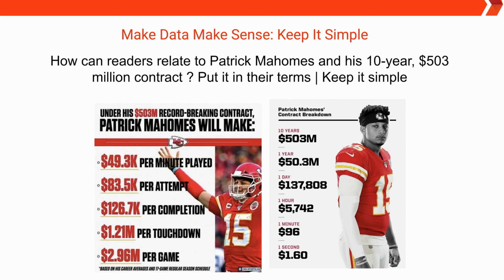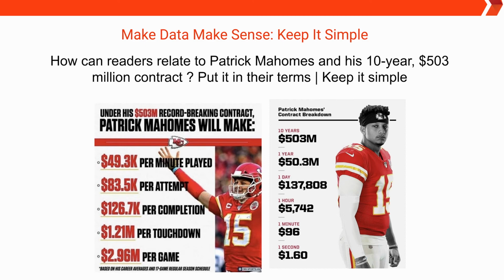Here's a couple of examples. CBS Sports did one and ESPN did one of these graphics. This is right after Patrick Mahomes, a quarterback of the Kansas City Chiefs, signed a $503 million 10-year contract. Well, most of us can't relate to what $503 million is. $500 million. Okay, that's a lot of money. But how do we scale it so people can relate to it a little bit better?